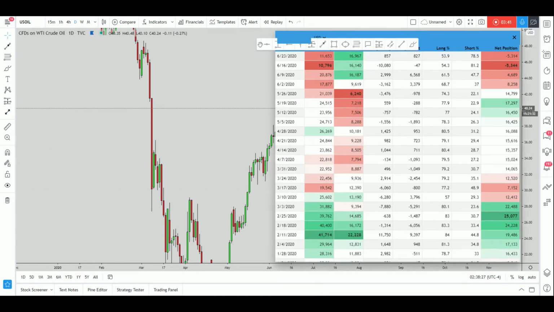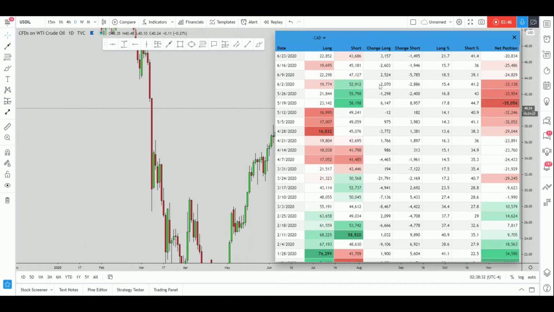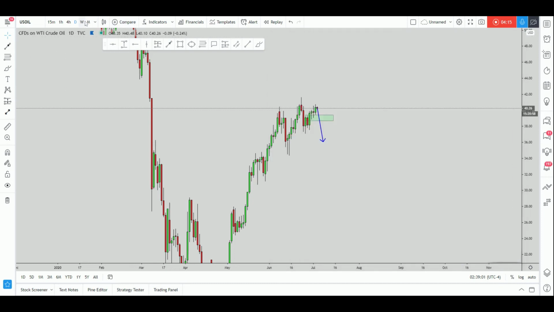Now, before we do that, let's take a quick look at what we have from a CAD perspective, because as you know, oil correlates pretty well with CAD. We can see that from a net position perspective, hedge funds are currently sitting at minus 20K net positions, with 43K shorts on the CAD and 22K longs, from the minus 35K that we had here. So definitely an increase in the net positions on the CAD, and we see a lot of shorts getting closed with the last report. However, we still have the new report that has to come out today.